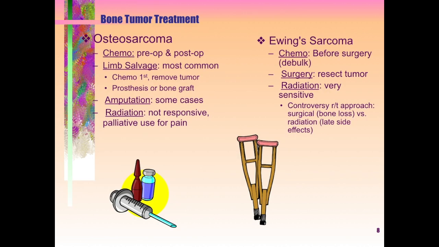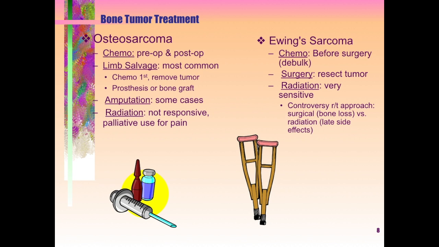For the osteosarcoma, they are going to get chemotherapy prior to surgery as well as after surgery. They're trying to save these kids' limbs as much as possible. So they do the chemo, then they remove the tumor, and then they do some type of a bone graft. And I have on the next slide where they've done an actual limb salvage operation. Some cases will require amputation of the extremity. Radiation is going to be used if the chemo didn't work and for palliative care.